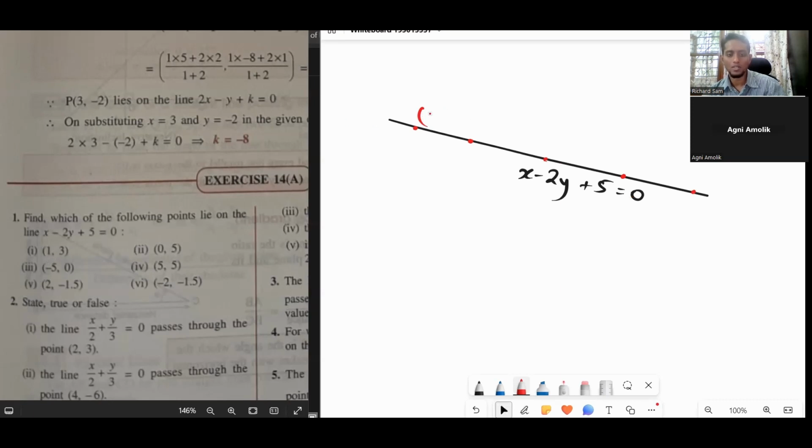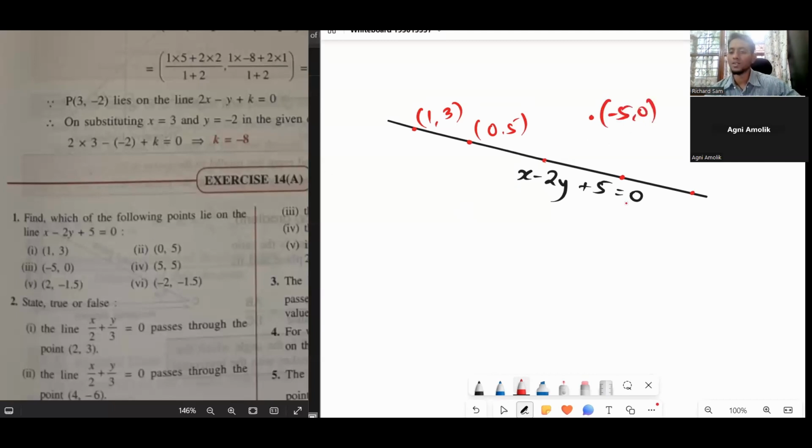For example, say this point's coordinates are 1 comma 3, another point's coordinates are 0 comma 5. These are all different points on this line. Now the question is, which of the following points lie on the line? Sometimes the point might be on the line, sometimes outside, like minus 5 comma 0. So how do we check whether these points are on this line? Simple. Substitute the values of x and y in this equation. If the equation is satisfied, that means LHS is equal to RHS, that point is on the line.